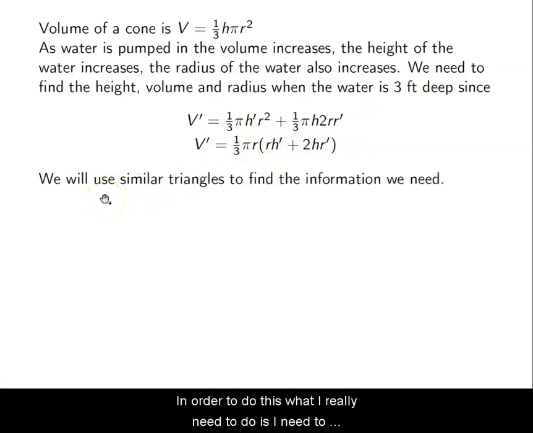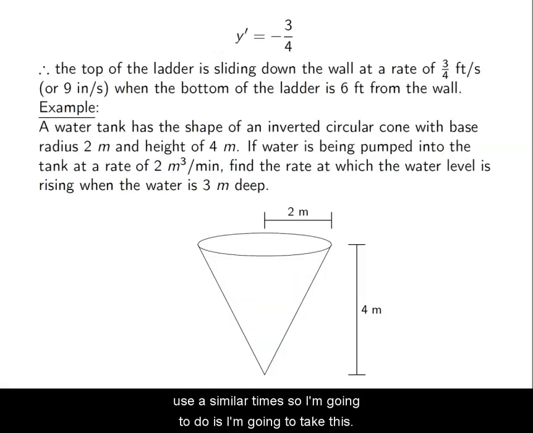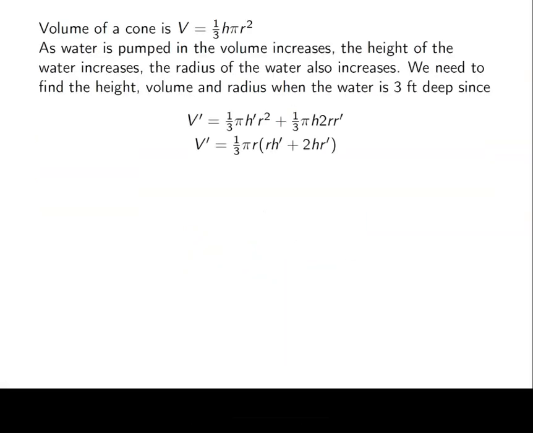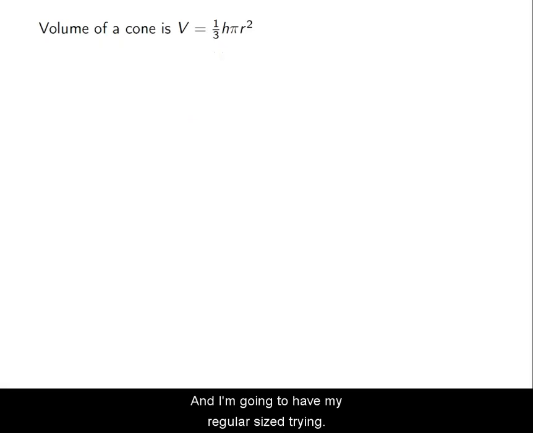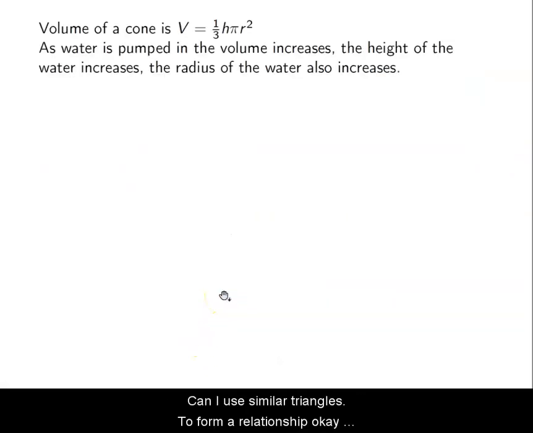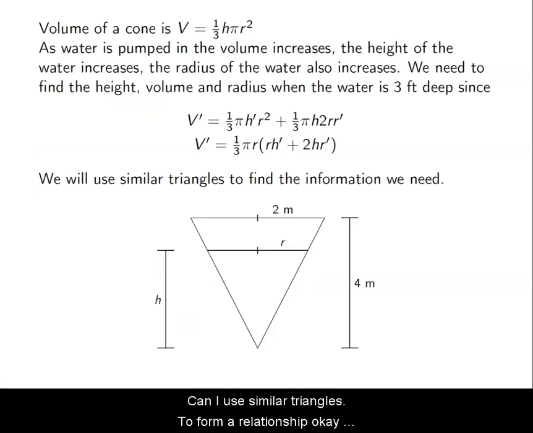In order to do this, what I really need to do is use similar triangles. So what I'm going to do is take this cone, and I'm just going to take a slice. I'm going to take a slice right down the middle through the biggest part, right? And so what that's going to do is give me a triangle. And I'm going to take that triangle, and I'm going to have my regular full-size triangle, without the water, and then I will have some generic value of h, and I'll use similar triangles to form a relationship. So my regular triangle is 2 meter radius and 4 meters high.